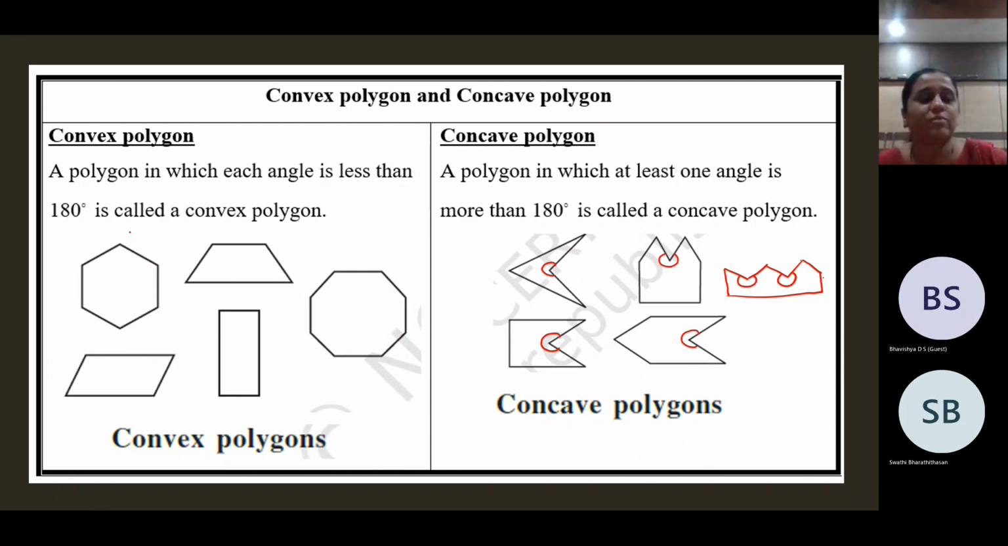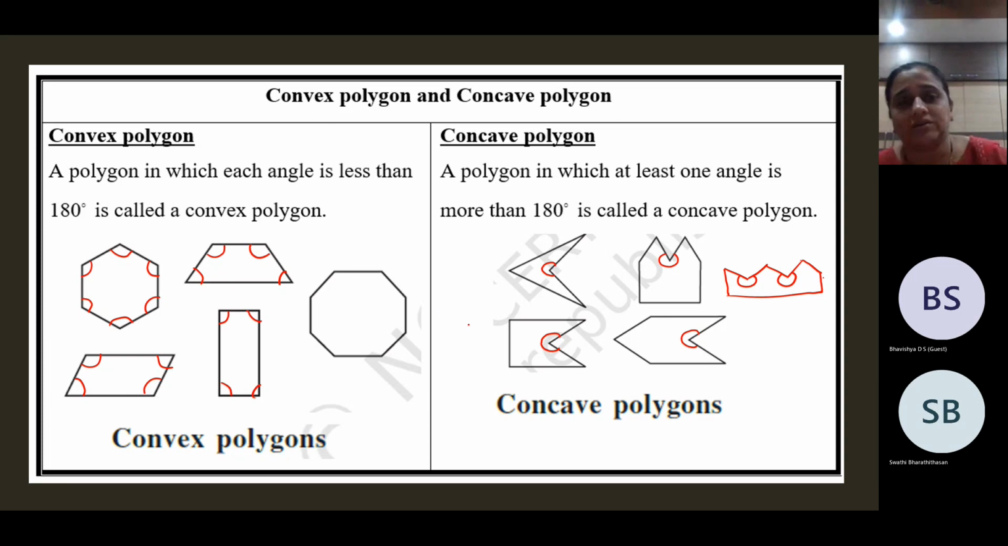So if it's a convex polygon, all the interior angles will be less than 180 degrees. See here, the measure of all these interior angles will be less than 180 degrees. In a convex polygon, the measure of each interior angle will be less than 180 degrees. Okay, like this here also.